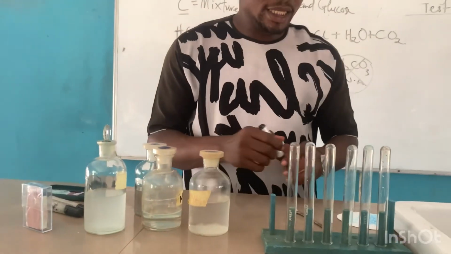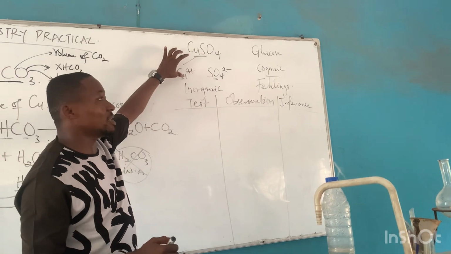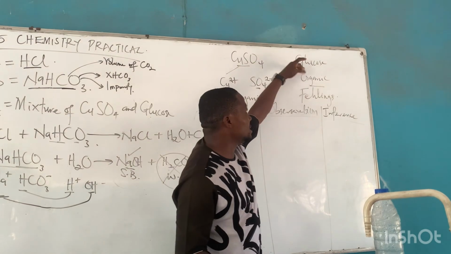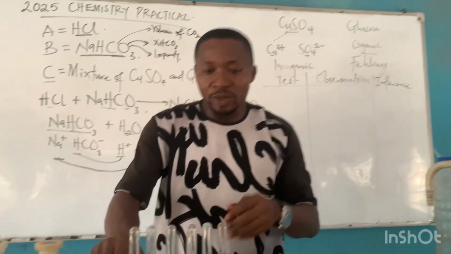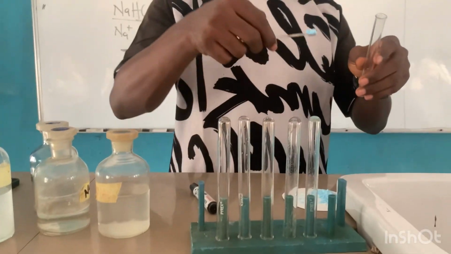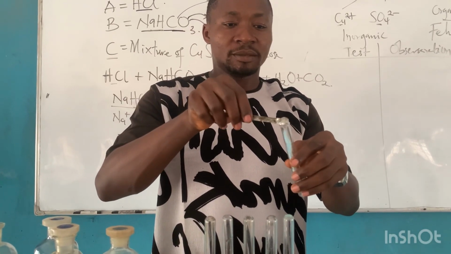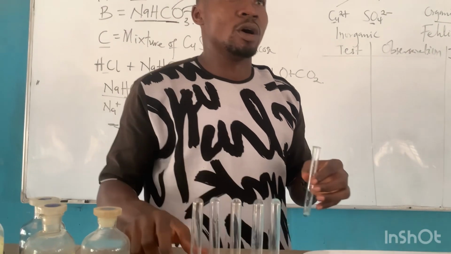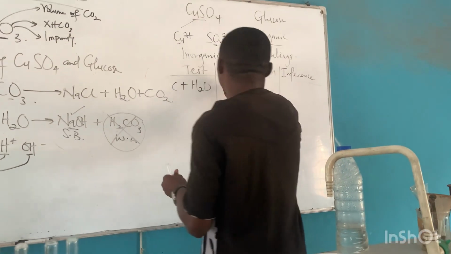Okay, so like I was saying, our C is a mixture of copper 2 sulfate. That means we're going to be testing for copper 2 ion, and we're testing for SO4 2 minus ion. And for glucose, we're testing for the aldehyde group using Fehling's reagent. So let's test for some of the ions in that salt. And this is how the mixture of the salt looks. You'll be asked to, first of all, add water. After adding water, it will dissolve in water. So your inference will be something like this: C plus water, it dissolves in water.